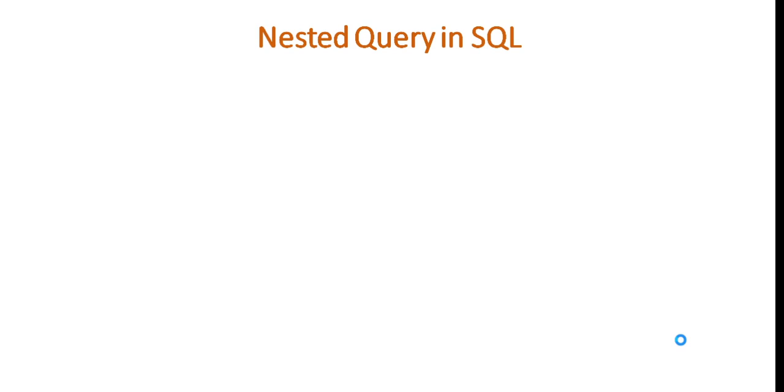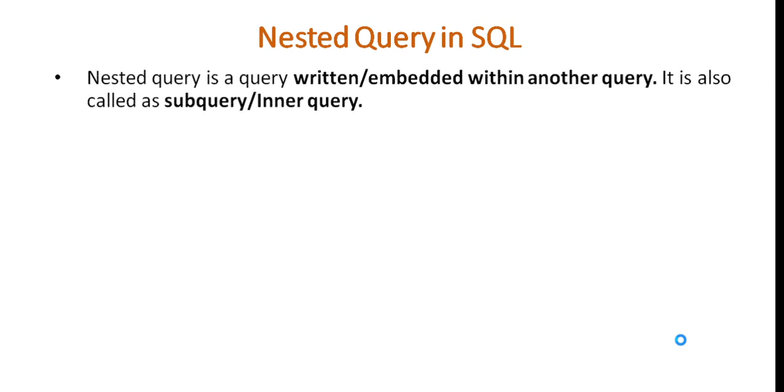Okay, so now let's see what is nested query in SQL. A nested query is a query written or embedded within another query, just like nested loops. When we say nested for loop, it means that one for loop is written within another for loop. Similar is the concept of nested query. When one query is an embedded part of another query, that type of query is called a nested query.